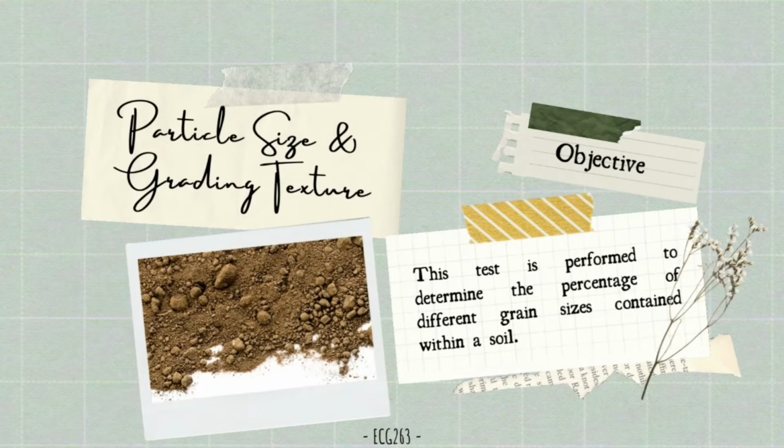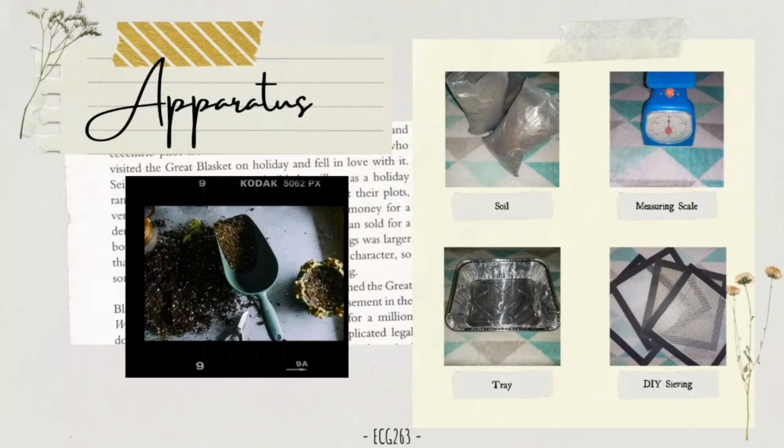The next experiment is particle size and grading texture. The objective of this experiment is to determine the percentage of different grain sizes contained within a soil. The apparatus that has been used in this type of experiment are soil, measuring scale, tray, and also DIY sieving.